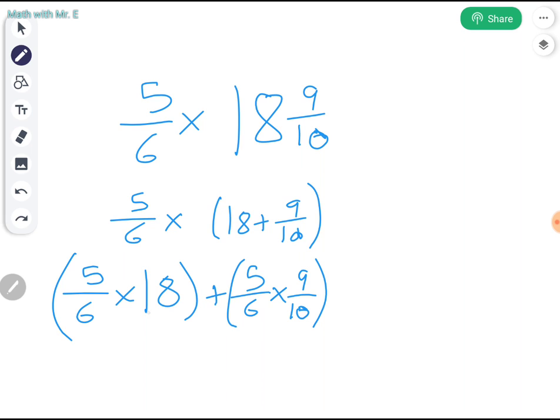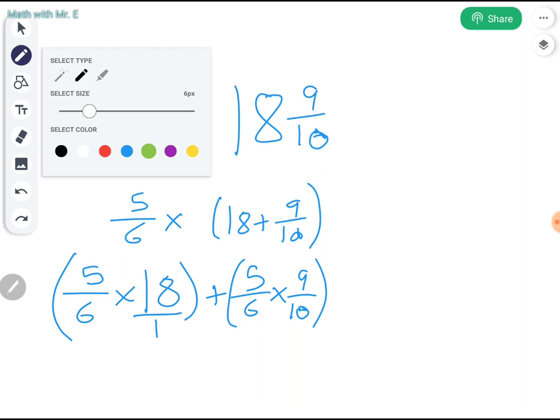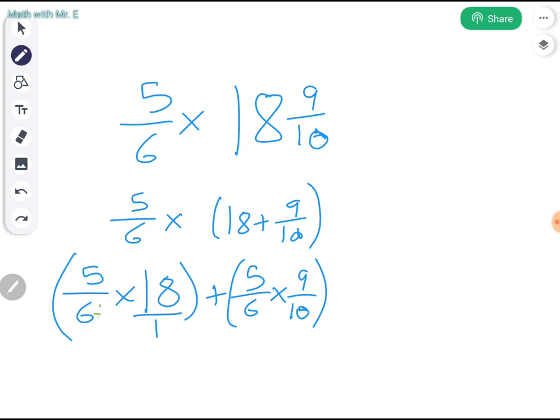So 5/6 times 18, we can turn that 18 into 18 over 1. Looking at these, I know that I can divide 18 and 6 by 6. So 6 divided by 6 is 1, and 18 divided by 6 is 3. Then we have 5 times 3 over 1 times 1. That's 15 over 1, which is just 15.